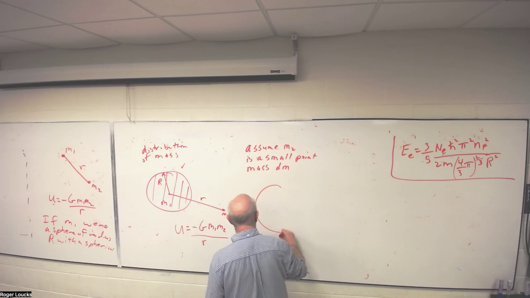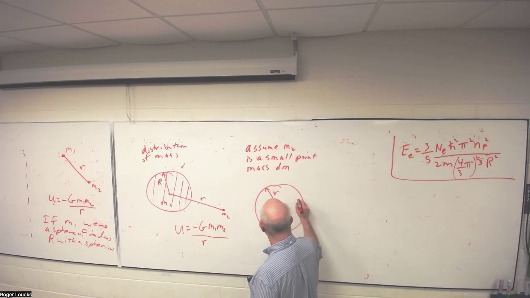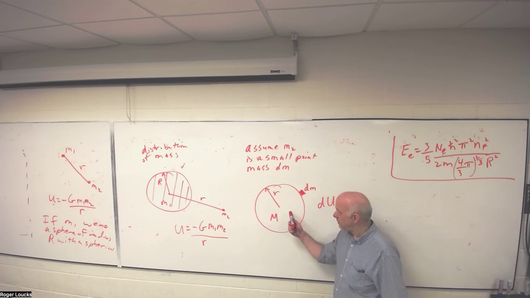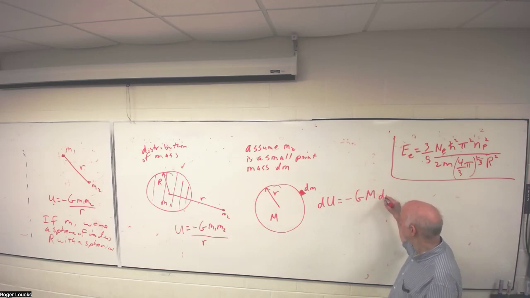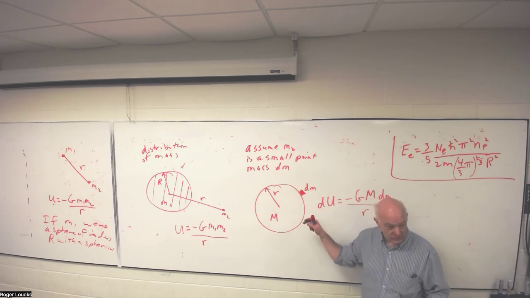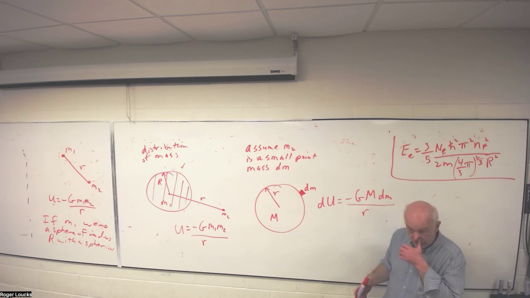So here's what I'm going to call this: big M, with radius little r here. And this right here is my dm. I want the tiny potential energy between this and this. What would that be? Minus G M dm over r. Does that make sense? If I want the total, I keep adding these dm's until I make my star out to radius big R. So if I integrate this, that gives me my total potential energy. Does that make sense?